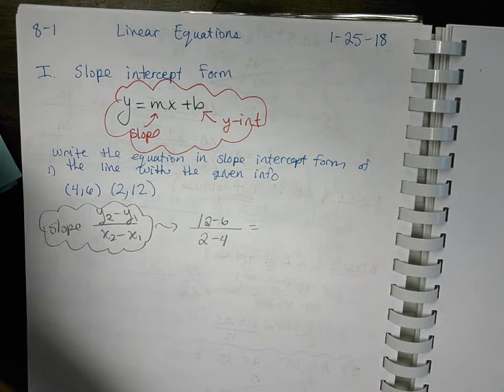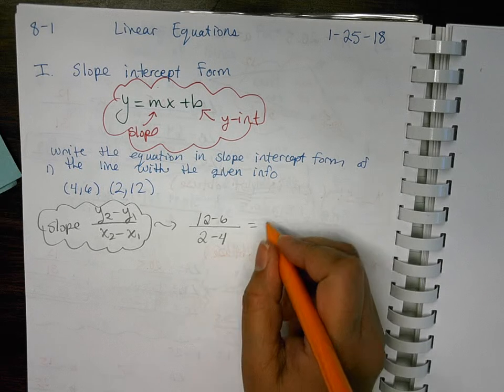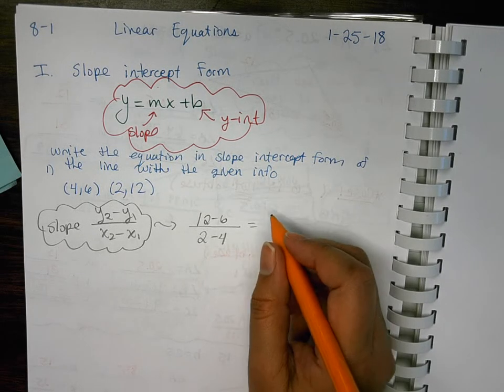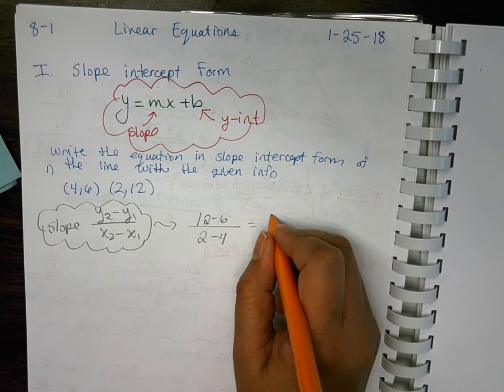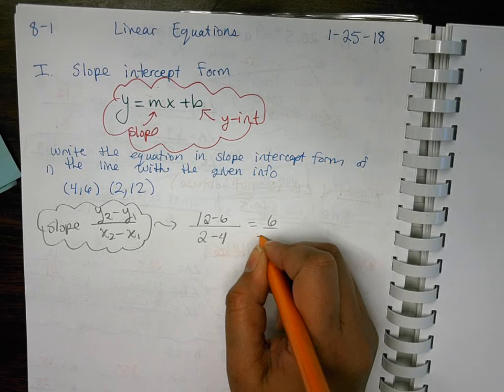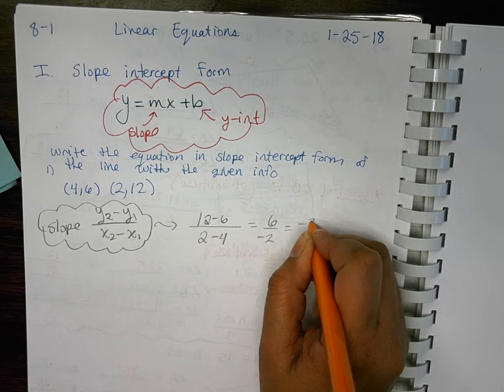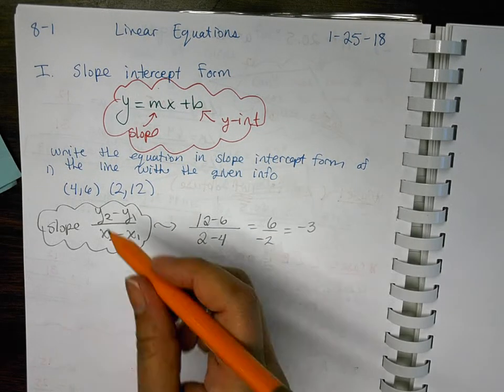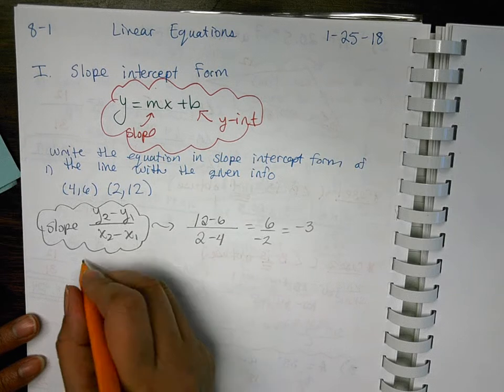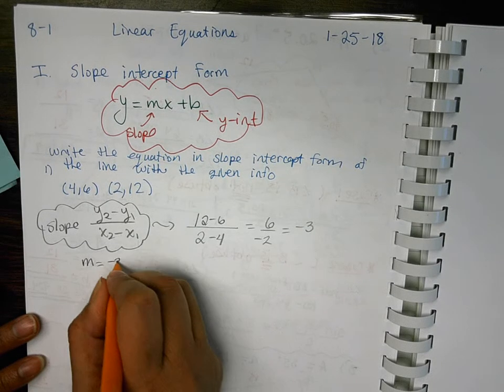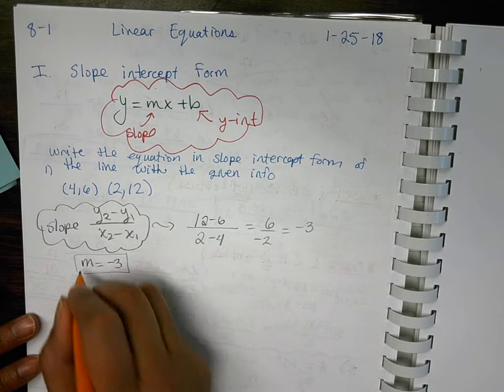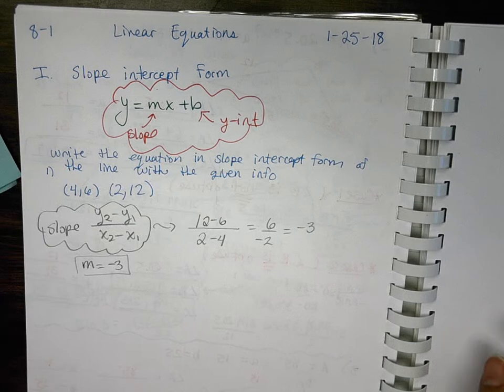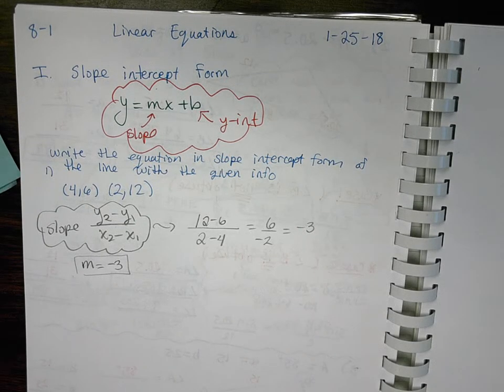All right, what do we get? 6 over negative 2, which is negative 3. So in our formula, that is m, yes or no? Did they give us b? They did not give us b. How do we find b? I need another volunteer to raise their hand and tell us how to find b.